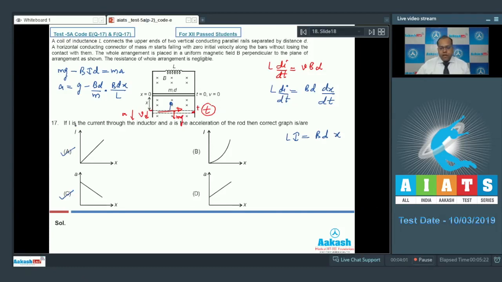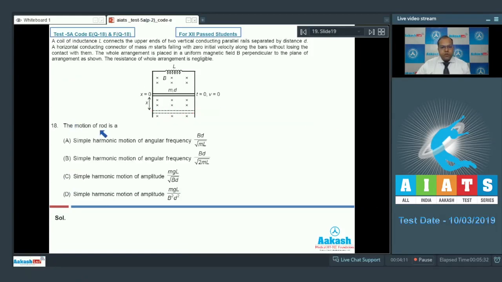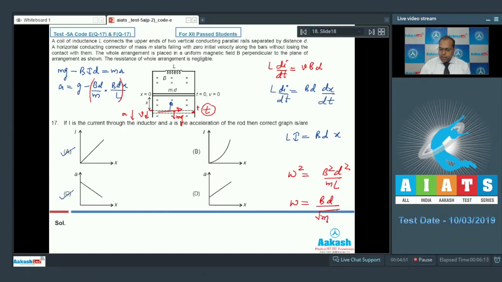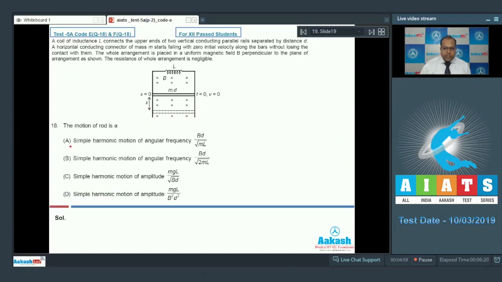Let's move to question number 18. In question number 18, the motion of the rod is a simple harmonic motion of angular frequency omega. So we have to find out what is the angular frequency. So this is omega square, which from here we can easily find out is equal to B square d square upon mL. So the value of omega is Bd upon under root mL. So option A is correct and B is wrong.